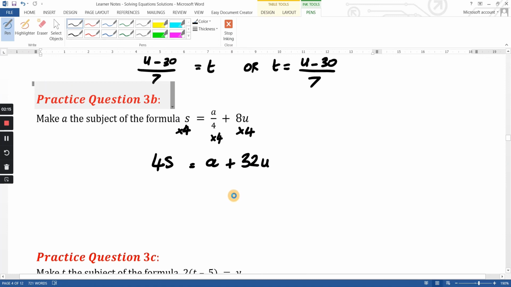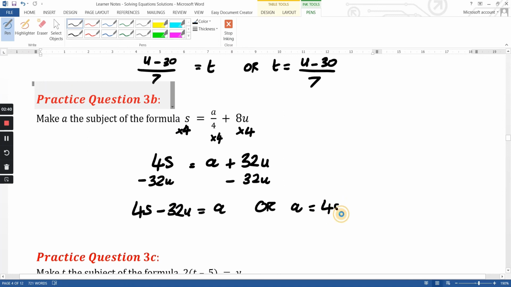Okay, and there's only one more thing left to do. You just want a on its own, so we'll have to get rid of this 32u, so I'll have to minus 32u to both sides. Again, you can't simplify this anymore, it'll just be 4s minus 32u equal to a. Yeah, and there's your answer. If you want to rewrite it, a equals 4s minus 32u. Let's move on.